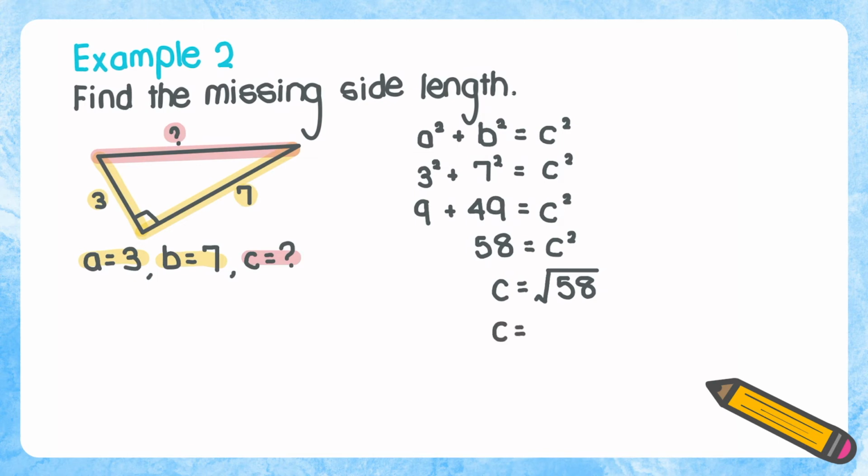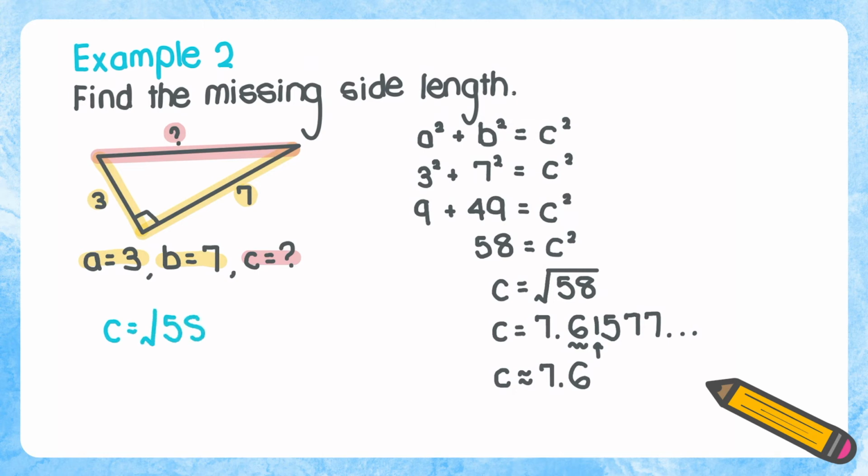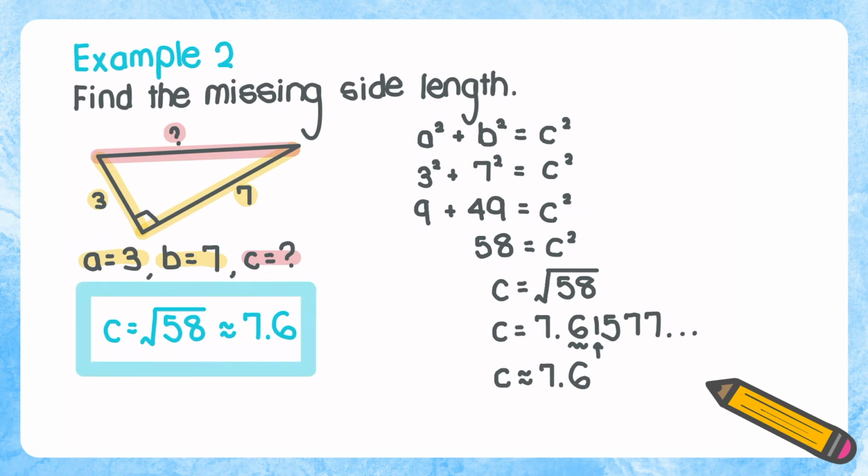We get something like c equals 7.61577, and it just goes on. But we're just going to round to the nearest 10th place. Since the 100th place is 1, we don't have to round up. So c is just 7.6. So c, the hypotenuse, equals the square root of 58, or 7.6, depending on what type of answer you're being asked for.